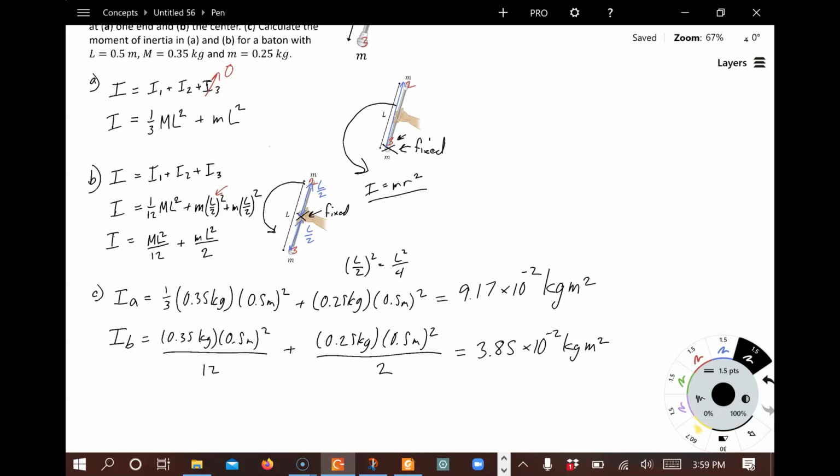And so we can see that the moment of inertia is smaller in case B than in case A. We could have predicted that in advance because in B, the rotational axis is located in a position where the mass is closer to the rotational axis on average. In case A, more of the mass is further away from the axis of rotation. Therefore, it has a higher moment of inertia in A than it does in B.